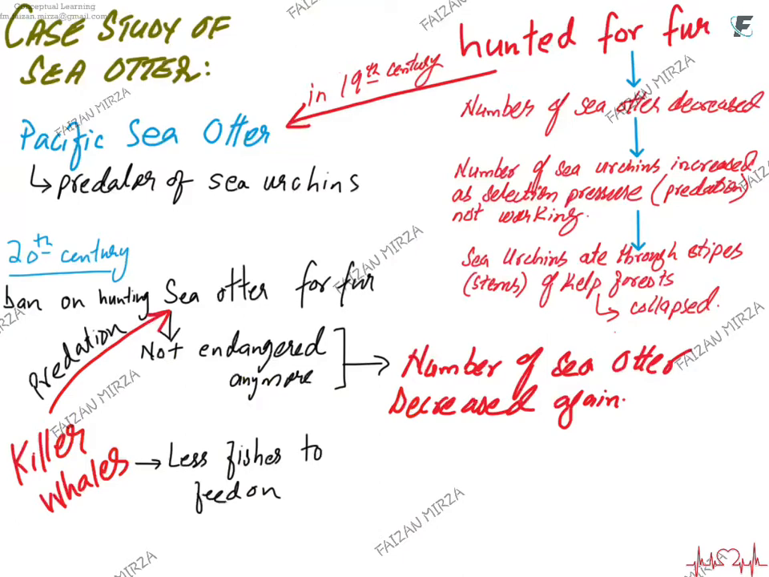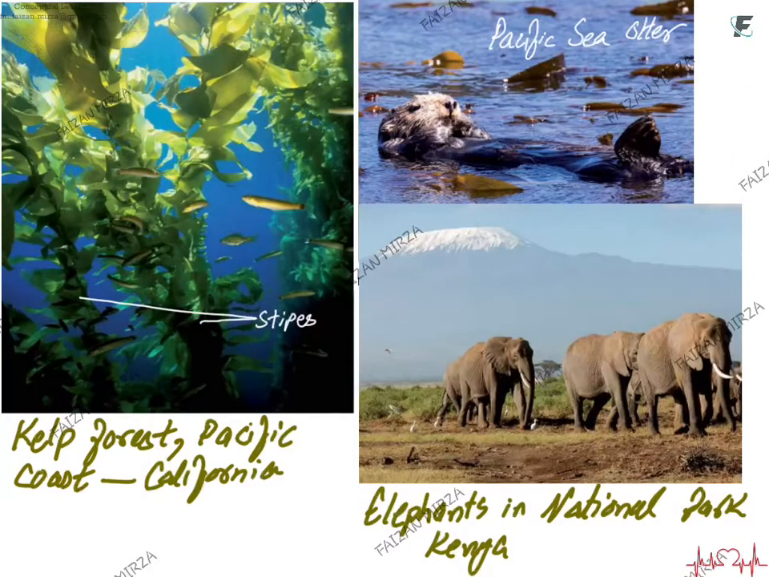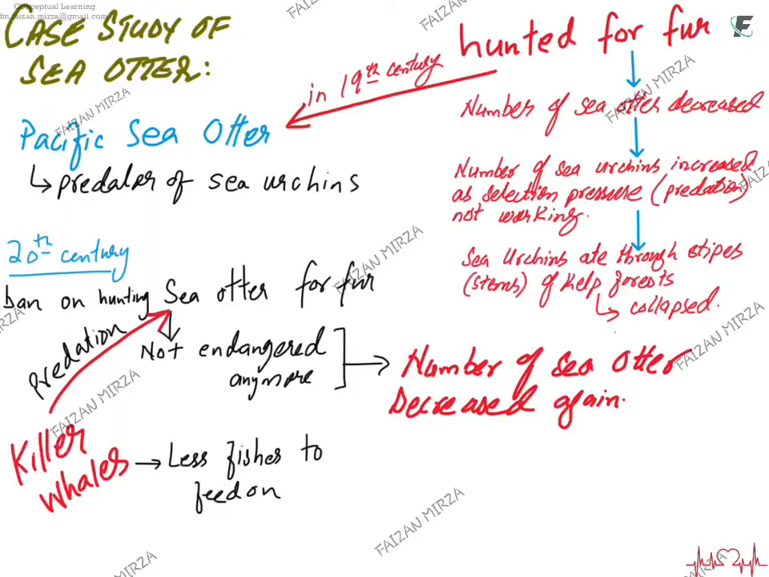So what are we here to discuss? We are discussing a case study of the sea otter. What do we see? We see that the Pacific sea otter is a predator of sea urchins, and sea urchins feed on the kelp forest. In this food chain, the Pacific sea otter is consuming sea urchins, and the sea urchins are consuming the kelp forest. So kelp forests are the producers, these are the herbivores, and these are the carnivores, the predators of the sea urchins.